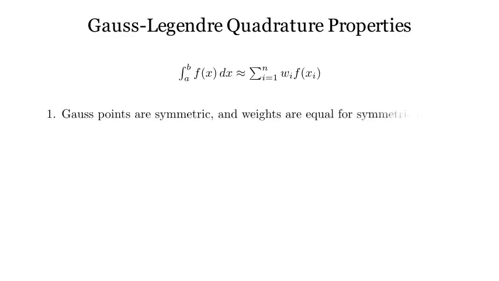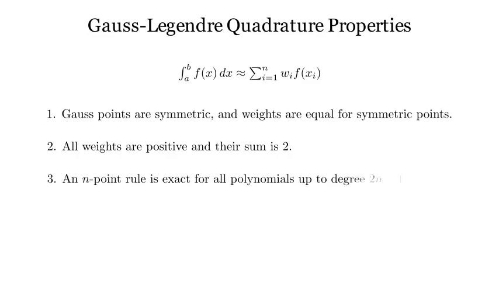So there are some basic rules that need to be followed while deriving the Gauss-Legendre points for numerical integration. First, the Gauss points need to be symmetric and the weights should be equal for those symmetric points. Then all the weights must be positive and must add up to 2. Then an n-point rule must be exact for a polynomial up to degree 2n minus 1, and no endpoints will be used as Gauss points.